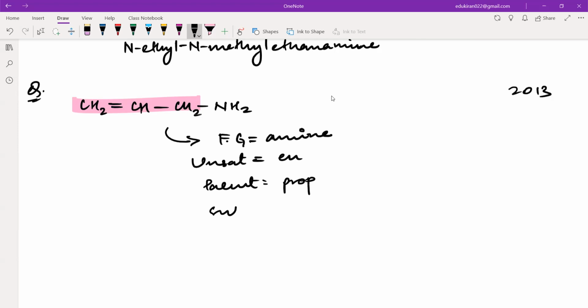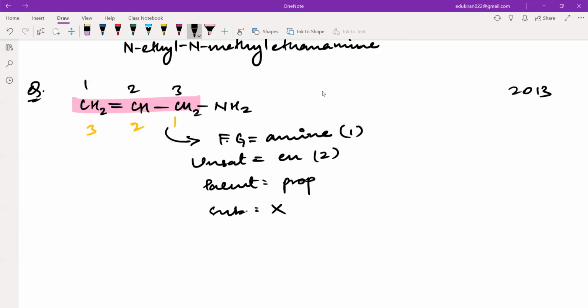right? Is there any substituent? There is no substituent. Now numbering. Now, should I do 1, 2, 3, or should I do 1, 2, 3? Tell me. Which one should I do? Yellow color. Very good. So this will be one. Amine is in the first position and En is in the second position.